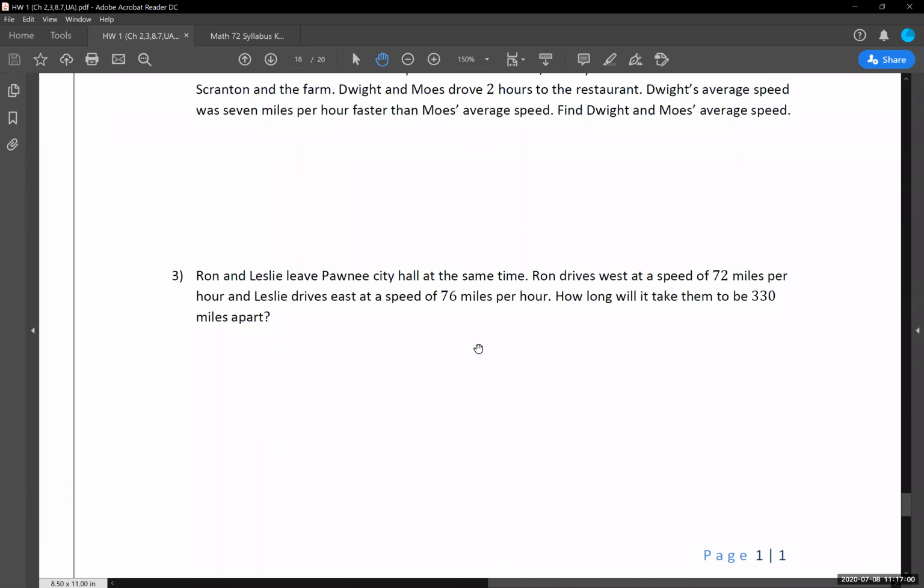Okay, Ron and Leslie leave Pawnee City Hall at the same time. Ron drives west at a rate of 72 miles per hour, and Leslie drives east at the speed of 76 miles per hour. How long will it take them to be 330 miles apart?